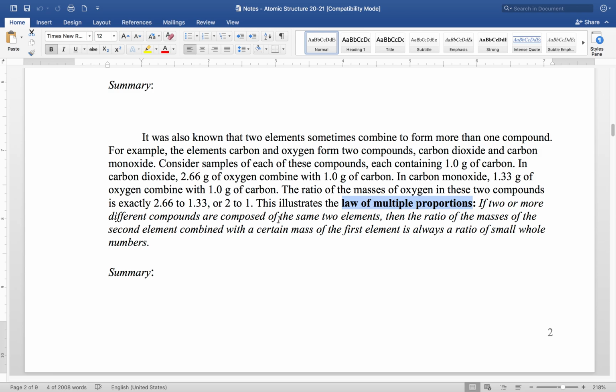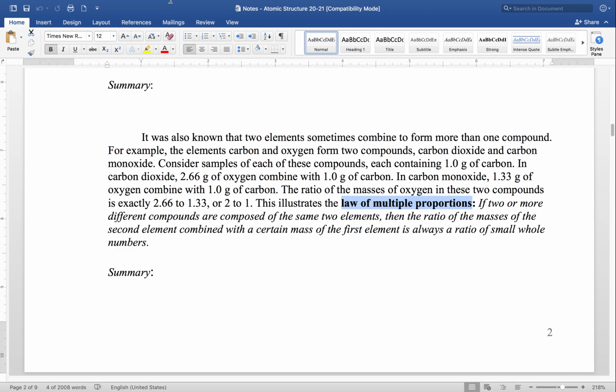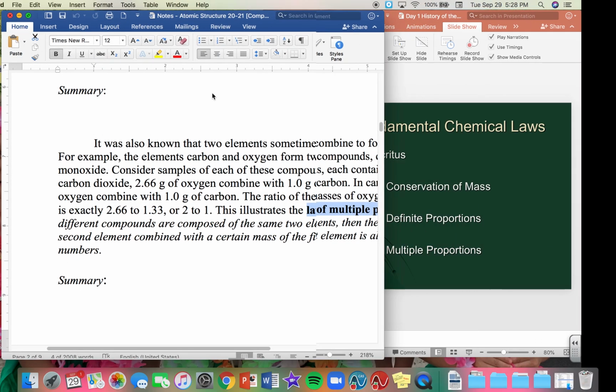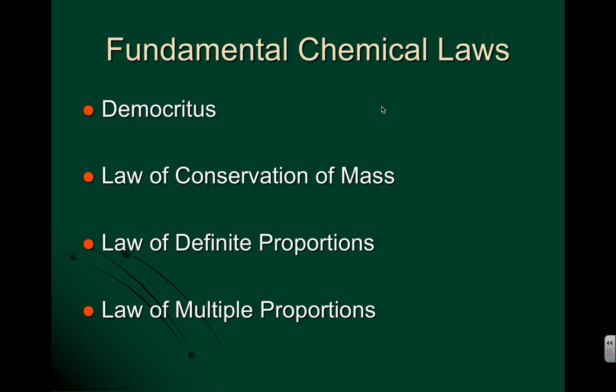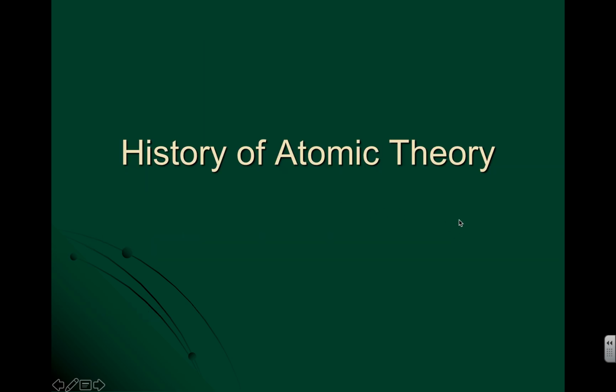Okay, so you'll have to read that on your own and glean whatever information you can. That's what we just talked about, so we're going to move on and get into our history lesson of atomic theory.